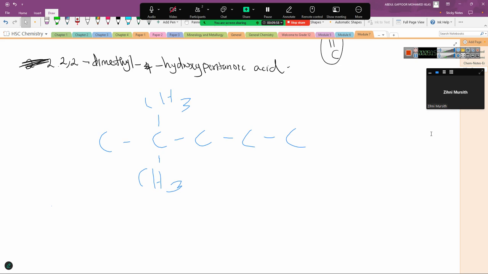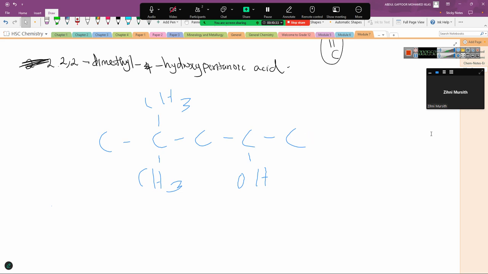And then hydroxy on the fourth one. 1, 2, 3, 4. Got pentanoic acid. Okay, so pentan. So this will be an OH then, and then you have an oic acid, which will have a double bond to an O and a single bond to an OH.